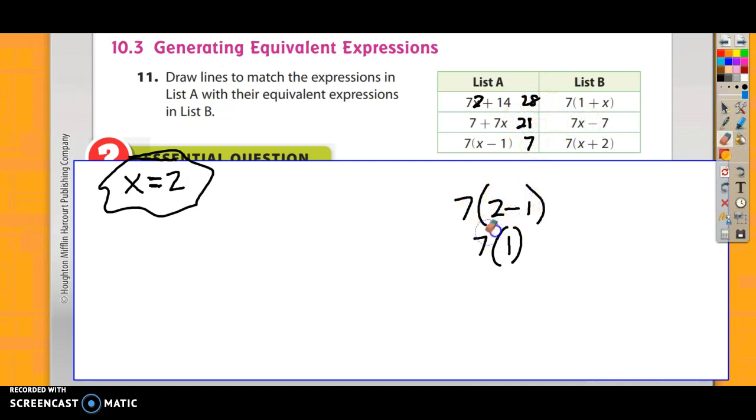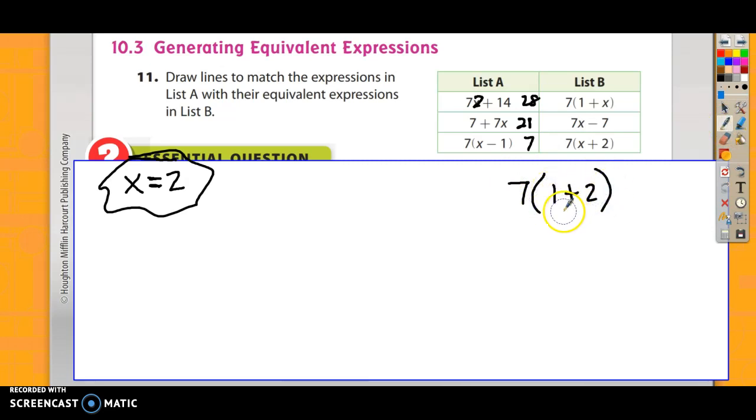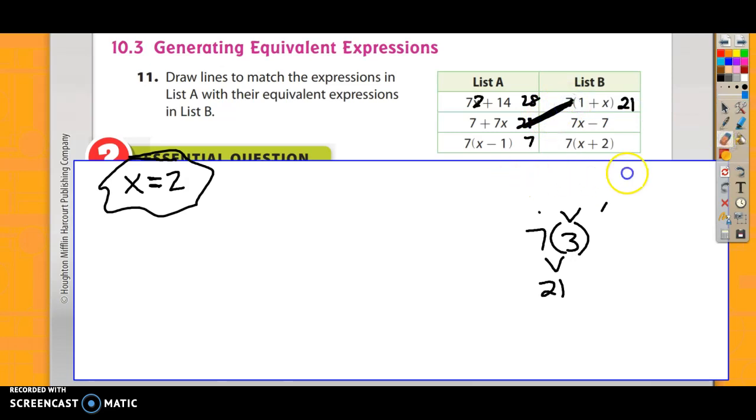Now I need to do the opposite side so I can match them up. In the first one I've got 7 parentheses 1 plus, and I've got to make this a 2. And 1 plus 2 is equal to 3. Times 7 is equal to 21. The very first one has a value of 21. This is a matching activity, so I'm going to draw the line like this. Those two match.